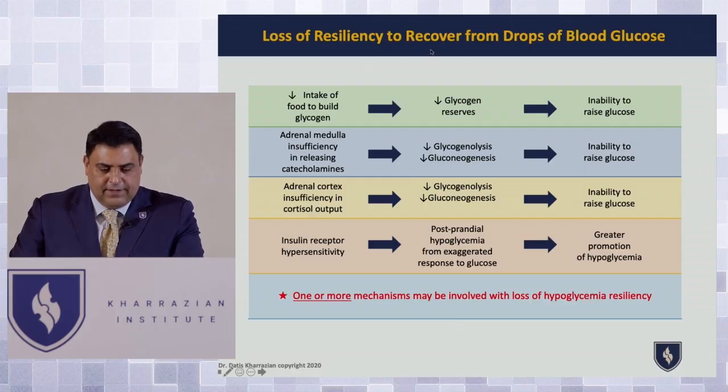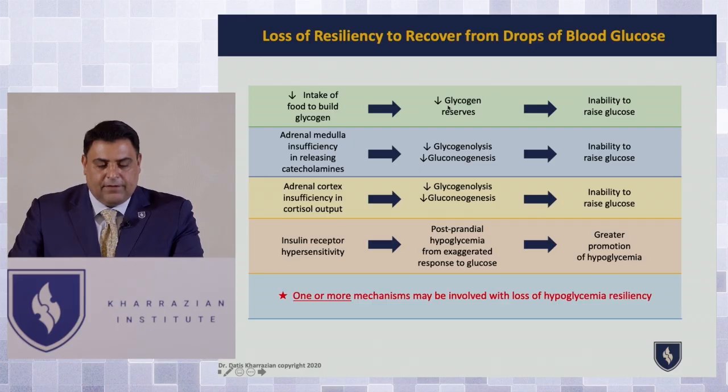Now, loss of resiliency to recover from drops in blood sugar, the key thing with them is if they don't have enough glycogen reserve. So one of the key things of being hypoglycemic and not eating frequently enough is you just don't build enough glycogen. So remember, glucose is used for energy, and part of your dietary intake of glucose gets stored as glycogen. And if there's not enough glycogen reserves, there's an inability to raise glucose levels. This typically shows up when people are asleep, because that's really when they're counting on their glycogen reserves.